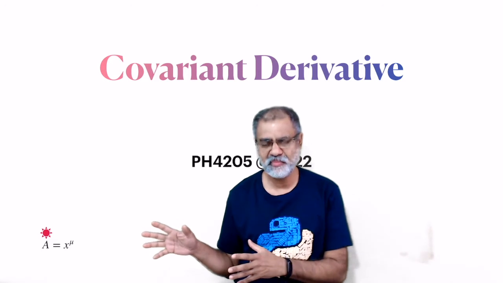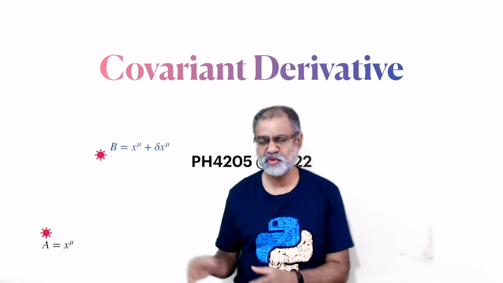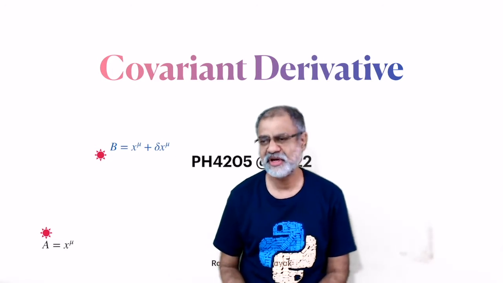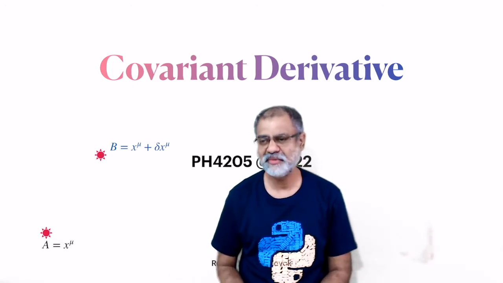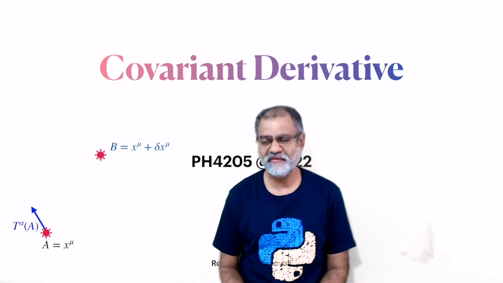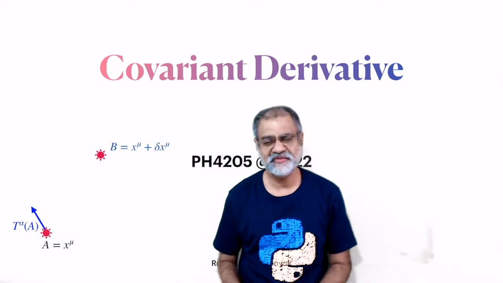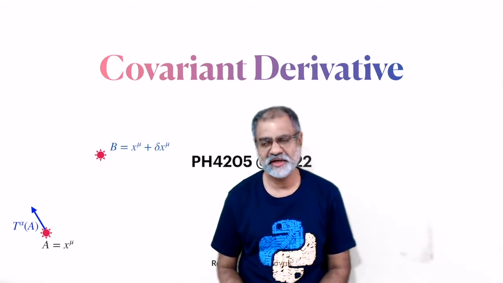Let A be a point with coordinate x mu and B with coordinate x mu plus delta x, where delta x can be very small. Eventually we want to take the limit delta x going to 0. We have a vector field here, that means each point will have a vector connected with that. Let T alpha be the vector field which we are looking at, whose component at point A is T alpha A and whose component at point B is T alpha B.